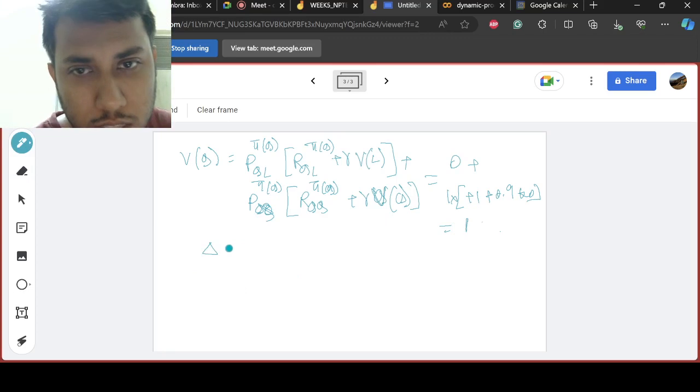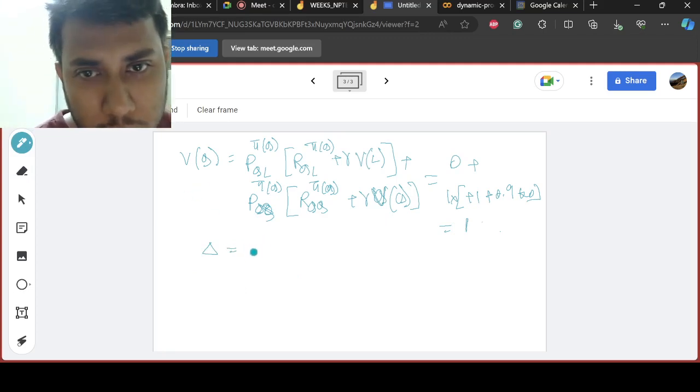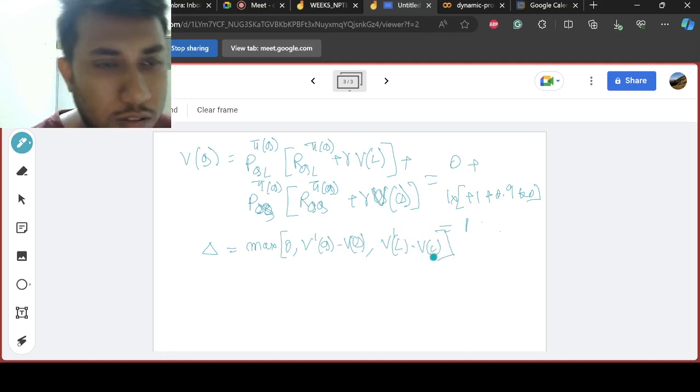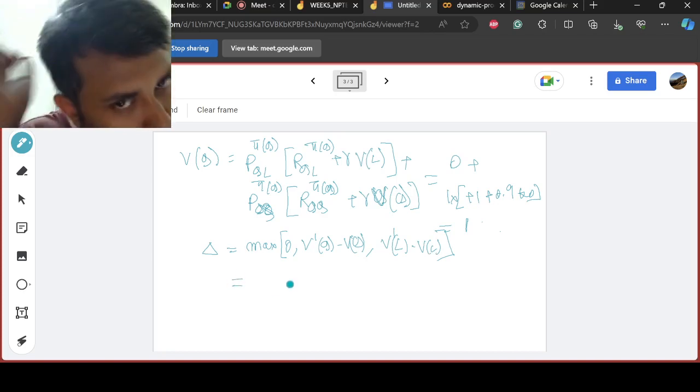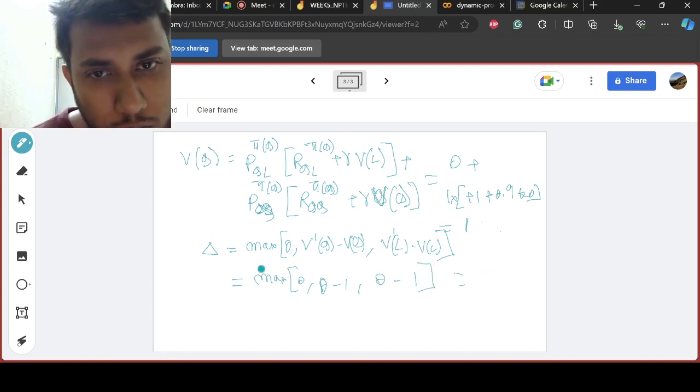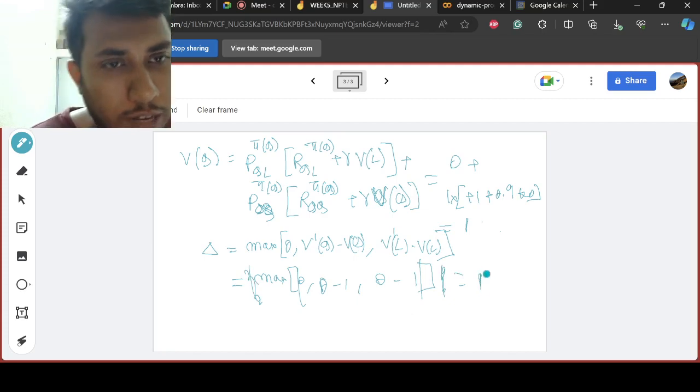So what is the value of delta? Delta is the max of 0, V dash Q minus VQ, comma V dash L minus VL. It is the max of this part, right? So that will be the max of 0. This one is 0 minus 1, 0 minus 1, right? So this is the mod also, so it will be 1. So the delta value is 1.